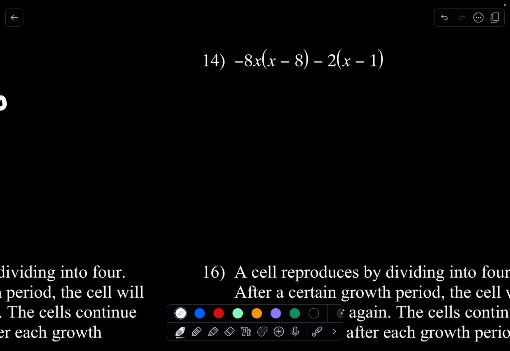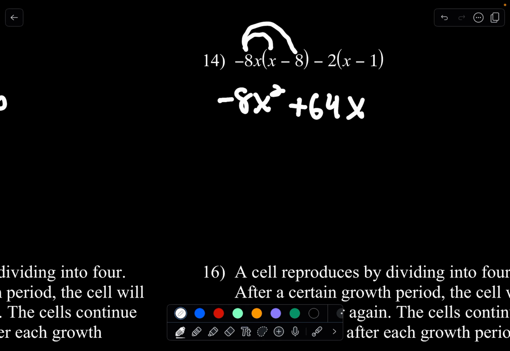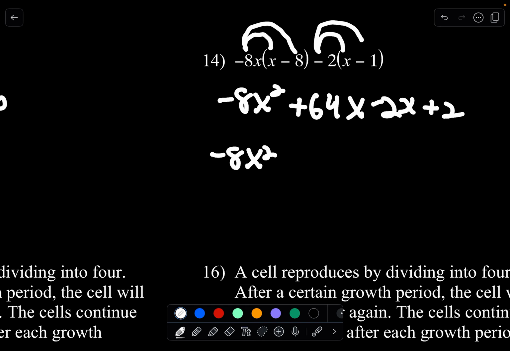Last but not least, again, this is the ugly. And I don't think you're going to have one this ugly. But if you remember how to do this and you get the same answer, awesome. You are awesome. So you got negative 8x times x is negative 8x squared. Negative 8x times a negative 8. Negative times a negative is a positive. 8 times 8 is 64x. Negative 2 times x is negative 2x. Negative 2 times a negative 1 is a positive 2. So we have negative 8x squared. Then we have 64x minus 2x is plus 62x plus 2.